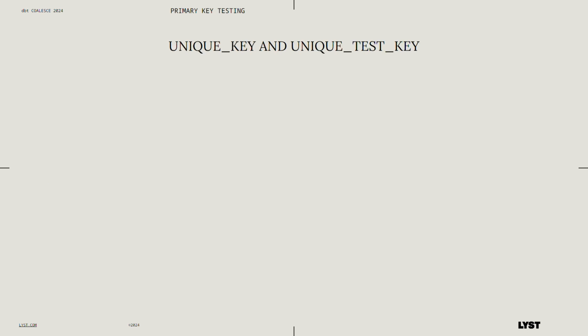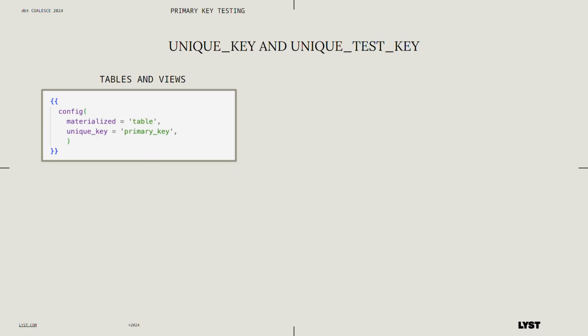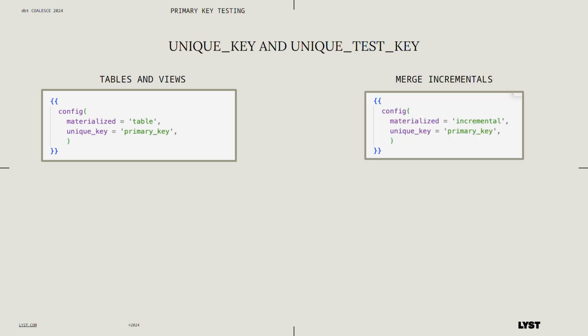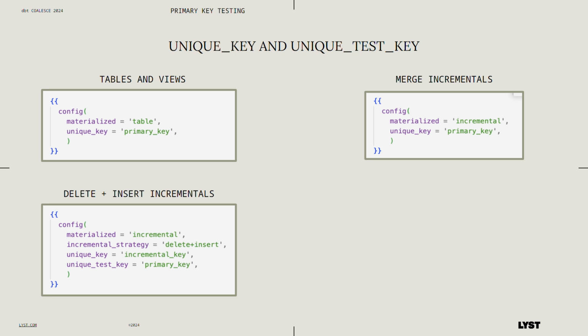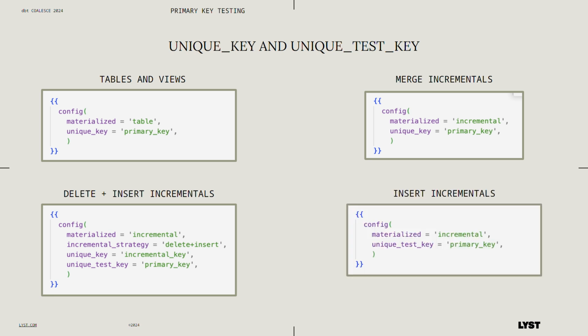So what does the configuration look like for different model types? As I mentioned before, for tables and views, we extended to use the unique key, which is used for incremental models. For incremental models that merge, the unique key is the primary key, and so we just test this. For delete and insert incremental models, the unique key might not be the primary key. To give you an example, you might delete and insert on reporting date, but your primary key might be a combination of reporting date and user ID. So for this case, we created a new unique test key, which would be the primary key, and then we test this. And for insert incremental models, where there's no unique key, we use the new unique test key as well.